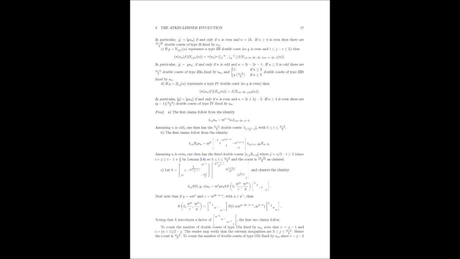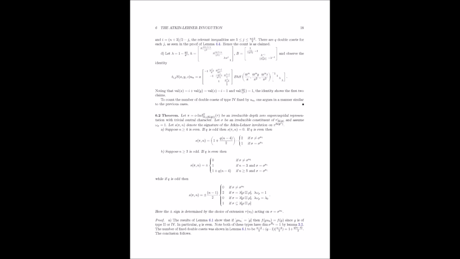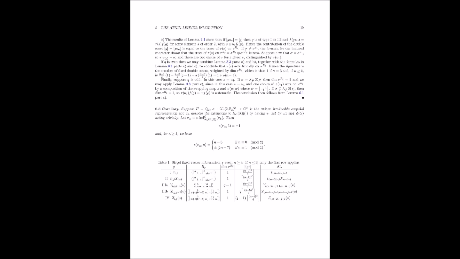So lemma 6.1 gave us all those formulas for how the Atkin-Lehner involution acts. But remember, the big goal was to calculate its signature, right? We want to know how many pluses and minuses we get when we look at its eigenvalues. Exactly. And that's where theorem 6.2 comes in, right? You got it. Theorem 6.2 gives us the formulas for that signature, denoted S_n, and it splits things up into cases based on whether n is even or odd.